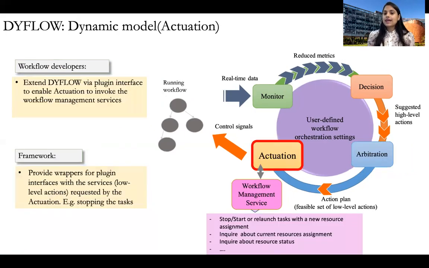The last stage is the actuation. The actuation stage is responsible for executing the plan that arbitration has sent it. For execution of this plan, the actuation may require sending certain control signals to the running application, or it can delegate the action to the underlying workflow management service. For instance, it can request stopping a task, starting or relaunching a task with a certain resource assignment, or it can make various inquiries about resource status or resource assignments.